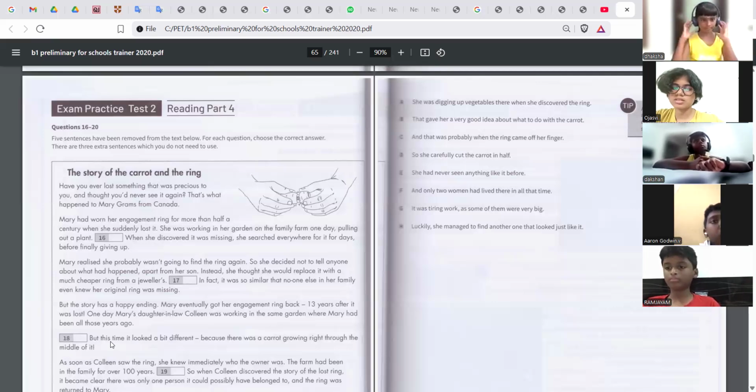So it says they didn't go. Now Ramjam, tell me what is this time here? Sir, the time when she found the ring, sir. Who found? Colleen.